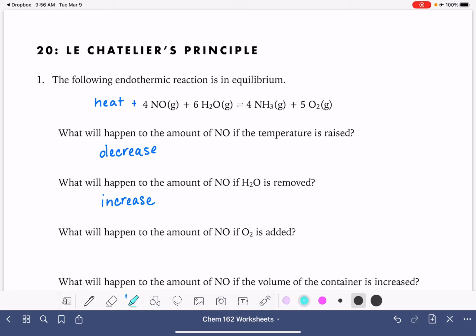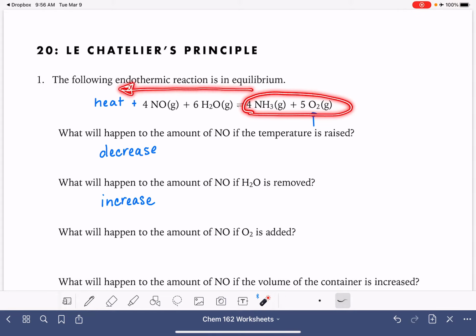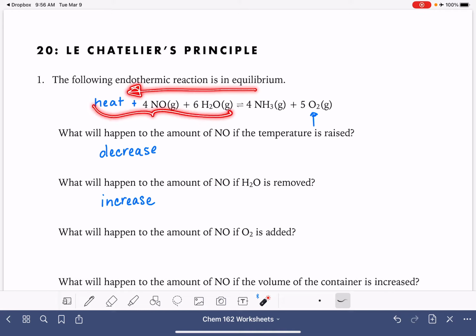Next question asks us what will happen to the amount of NO if O2 is added. So if we increase the amount of O2, if we increase the amount of anything on the right-hand side, the position of equilibrium is going to shift to the left to try to take away whatever we increased. So if the position of equilibrium is shifting to the left, that means that we're going to increase the amount of everything on this side. The amount of NO is going to increase.